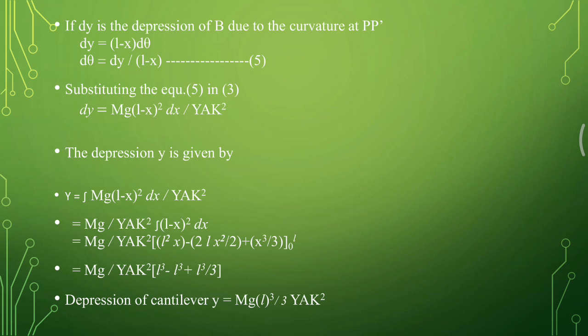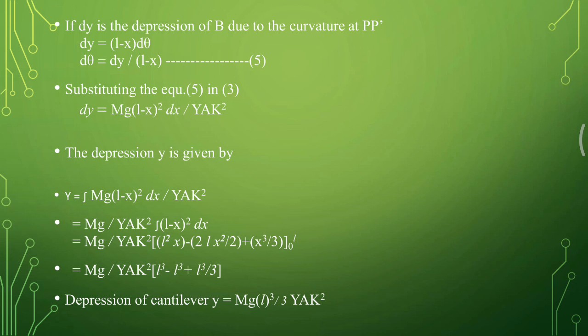Substituting equation 5 in 3, we get dy is equal to mg into L minus x whole square into dx by YAK square. The depression y is obtained by integrating on both sides. Integration of dy is y, and integration of mg into L minus x square dx by YAK square. Here we can take mg by YAK square as constant and integrate L minus x whole square into dx.